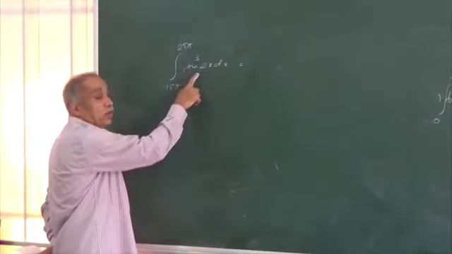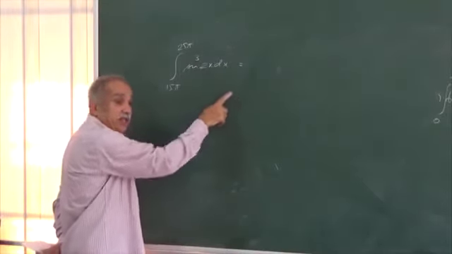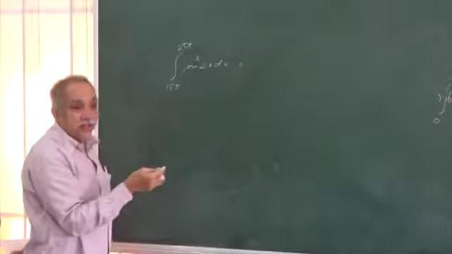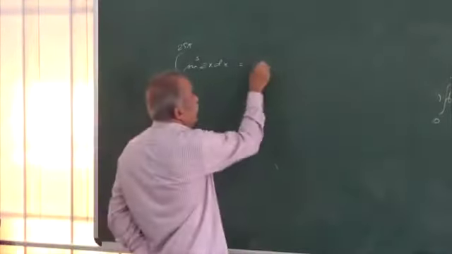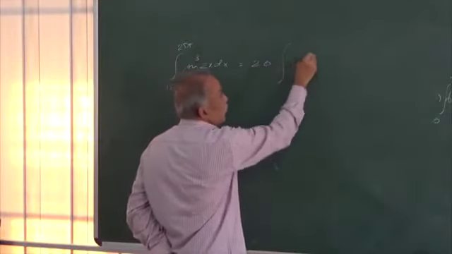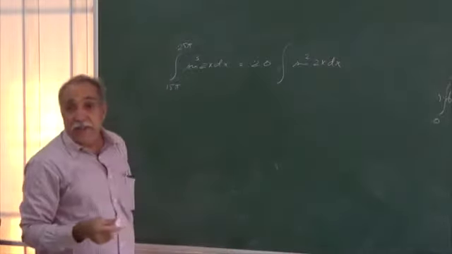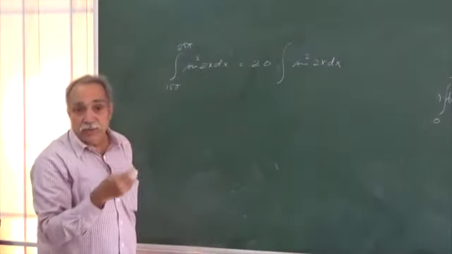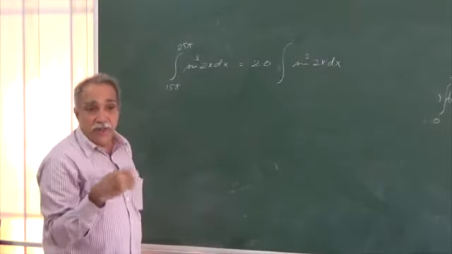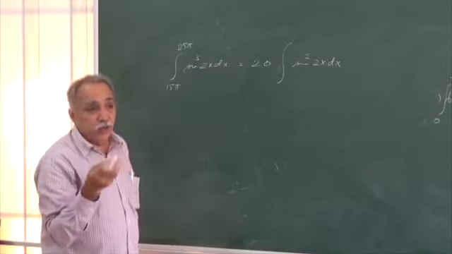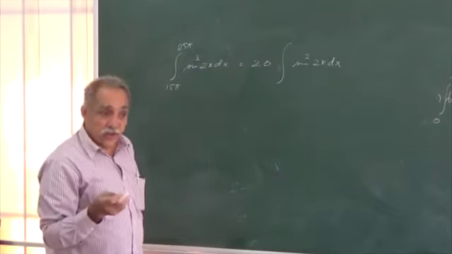Sine of 2 into pi by 2 minus x is sine of pi minus 2x. It is sine 2x, not minus of sine 2x. Therefore, cube also will be the same. And therefore, you get 20 times integral sine cube 2x to be evaluated over any interval of length pi by 2. You may take 0 to pi by 2 or pi by 2 to pi or 3 pi by 2 to 2 pi, anyone, which is most convenient to you.